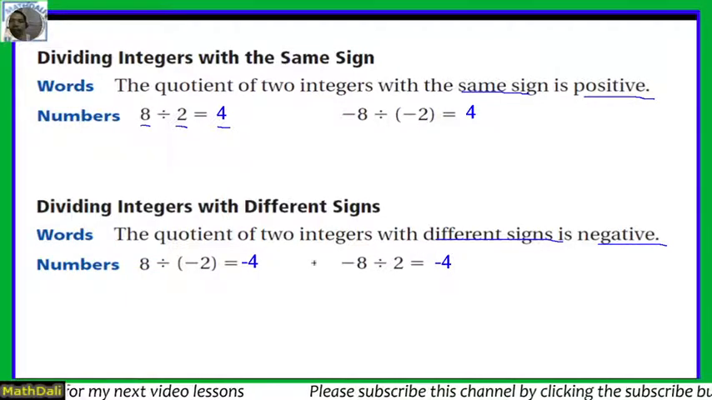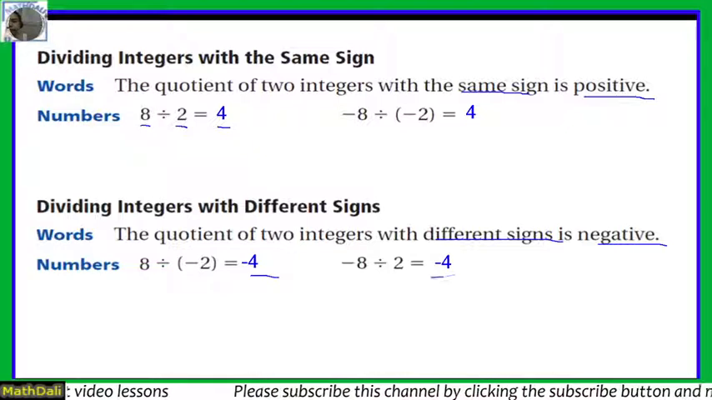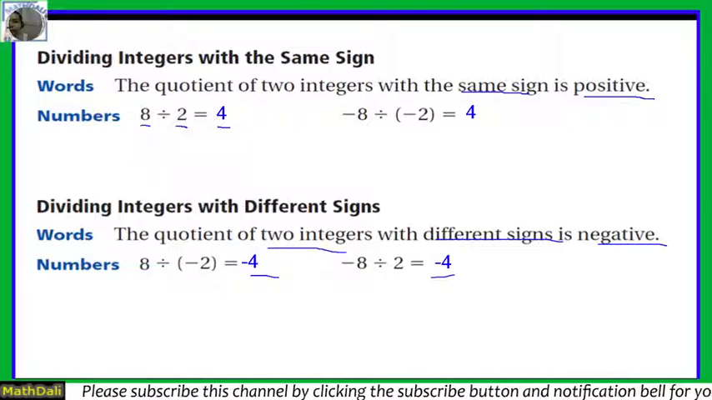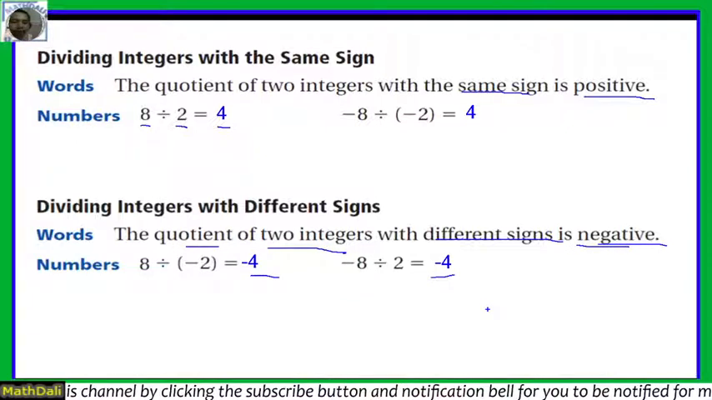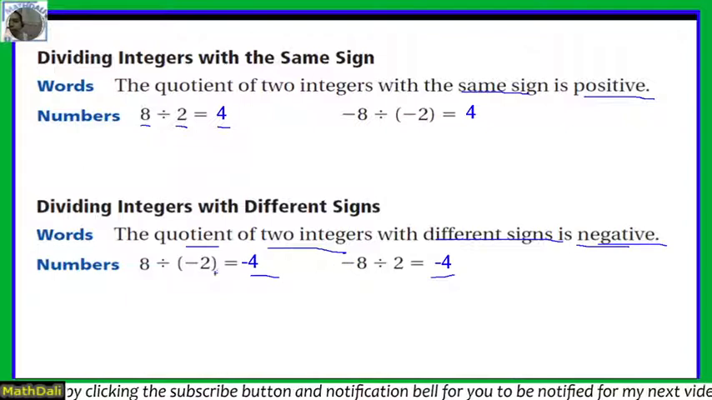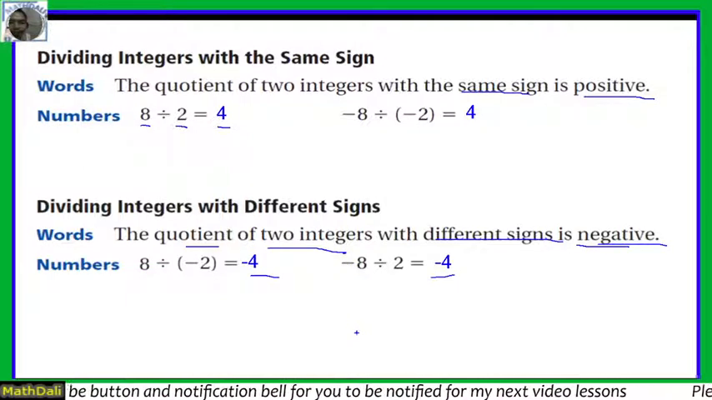Okay na yan? Pag magkaiba yung sign ng dalawang integer, then yung quotient niyan ay negative. Laging tatandaan nyo na regardless kung ano yung nauna, yung positive man or yung negative, basta magkaiba yung sign.